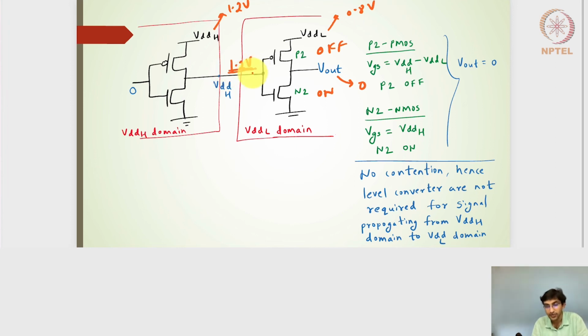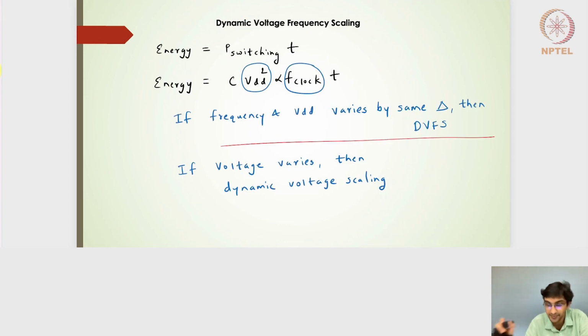In the earlier case, we had 0.8 volts at the input of the second inverter, whereas the rail was 1.2 volts. Here the input is 1.2 volts and the rail is actually 0.8 volts. So my VSG value in this case will always be less than 0.3 volts, right? So no contention, hence level converters are not required for the signals propagating from the higher domain rails to the lower domain rails. Level converters are required only when we are going from the lower domain circuit connected to the higher domain rail circuits. So hope that is clear.